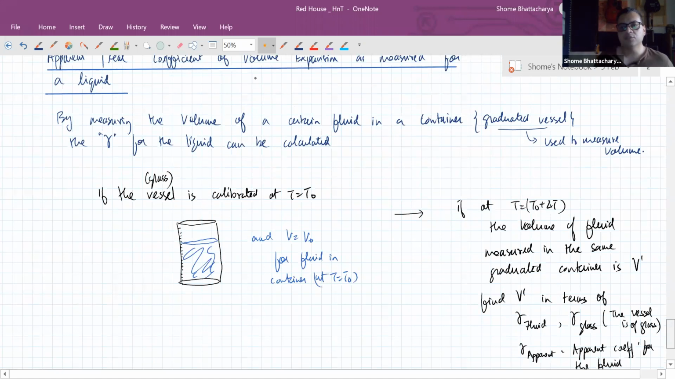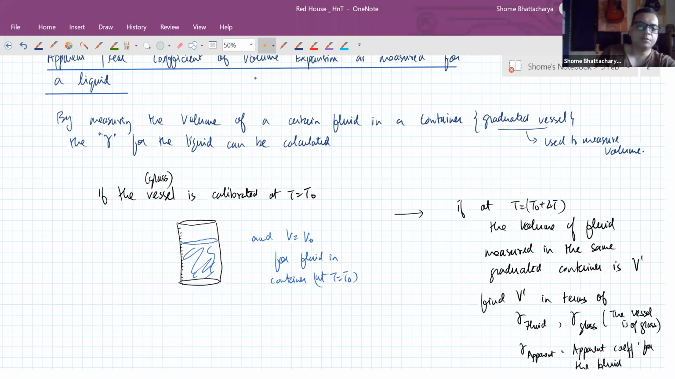Okay, so what will happen is that the fluid will expand, but the container will also expand. Like we discussed about the metallic scale last time, if your graduated container is accurate in measuring volume at the temperature T naught, because it is calibrated at that temperature, then at a higher temperature, it's going to give you an error. Because the graduations, the markings on the wall of the container, will move further apart, and plus the base of the container would have expanded, so it will become inaccurate in its measurement of volume. So that's the first thing.